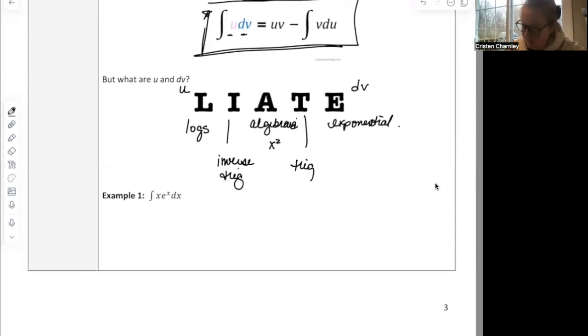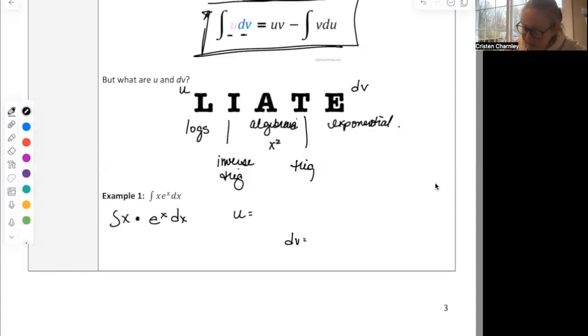So what does this look like? For example 1, I have x times e to the x dx. So we need to decide what is u. We need to decide what is dv. So when I look on my list here, I see x, that's going to be an algebraic term. I see e to the x, that's going to be an exponential term. So on my list, algebraic, exponential. The one further to the left is usually the u. So in that case, that will be our x. dv then is the other one. That's e to the x dx.